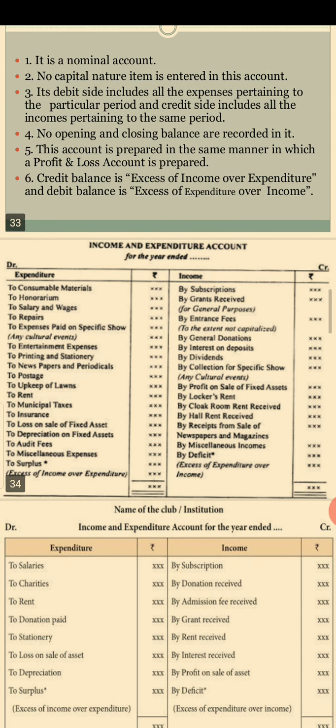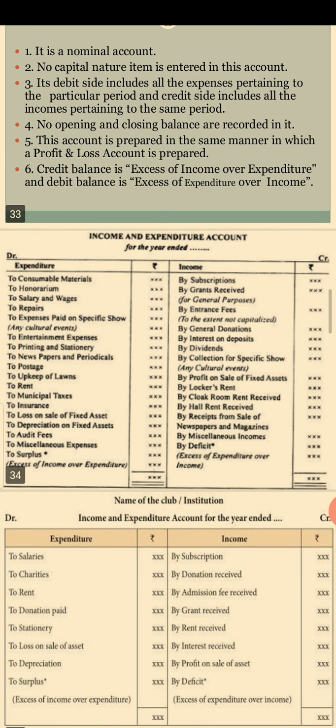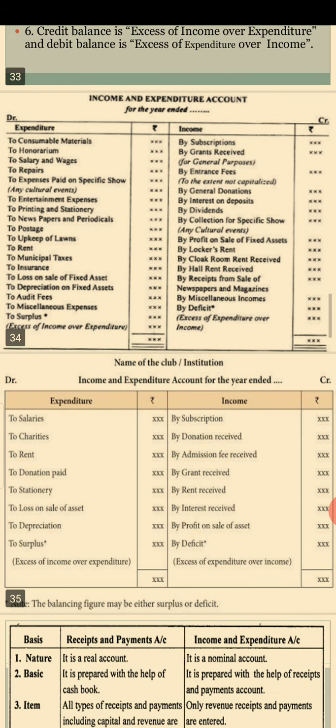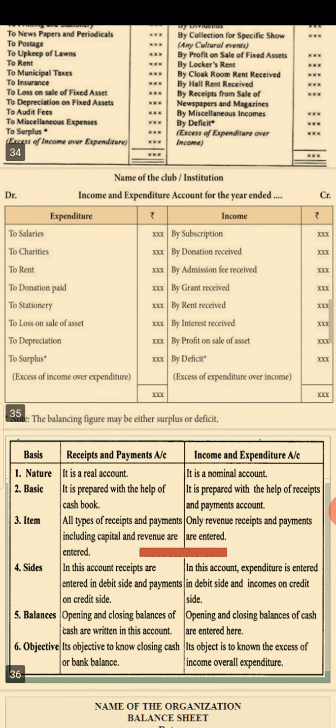It means we calculate the income and expenditure to know the surplus or deficiency instead of net profit or net loss. So this is the format of income and expenditure account. See, only revenue nature transactions are recorded.